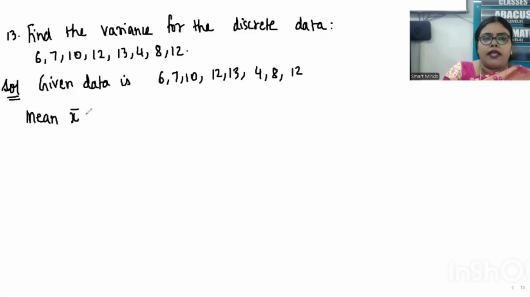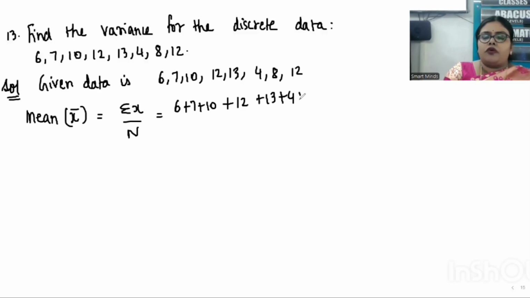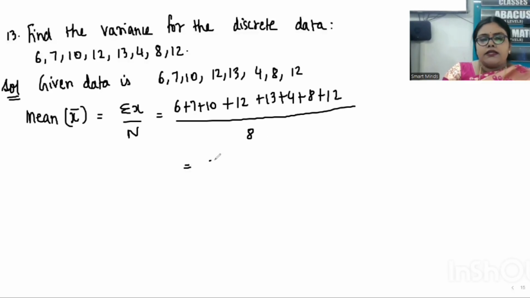Mean is denoted by x bar. So what is the mean formula? Sum of the observations by total number of observations. We can even denote this way. That is 6 plus 7 plus 10 plus 12 plus 13 plus 4 plus 8 plus 12 divided by 8. So that is 72 by 8. If you divide 72 by 8, you get 9. So mean is 9. Now let us find out variance.